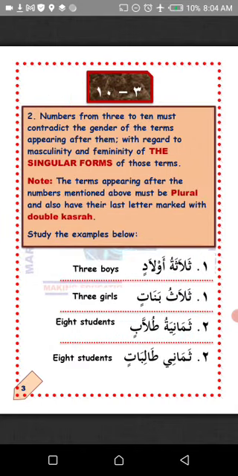Now talking about the second rule: numbers from 3 to 10. So the rule is the opposite of what we have just discussed. Numbers from 3 to 10 must contradict whatever is being counted, meaning they will never agree with it. They must disagree with the terms appearing after them. So if the term is mudhakkar, the number will be mu'annas. And if the term is mu'annas, the number will be mudhakkar, vice versa.